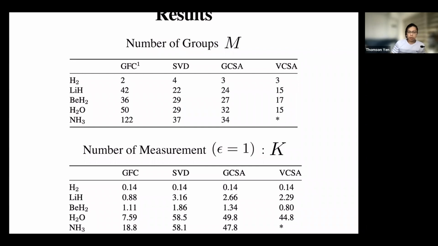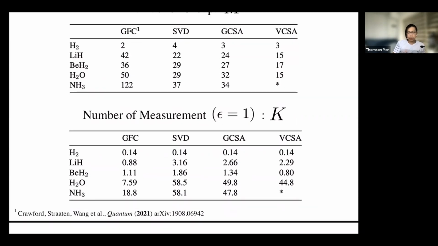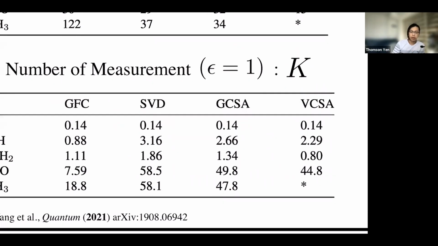So in terms of number of groups, we see that this is what we expected. The number of fully commuting groups scales a lot faster than all of the Fermionic Algebra methods. But when we look at the number of measurements, in the last three columns, compared to SVD, our improvements based on the heuristics actually give us results that are better than SVD now.